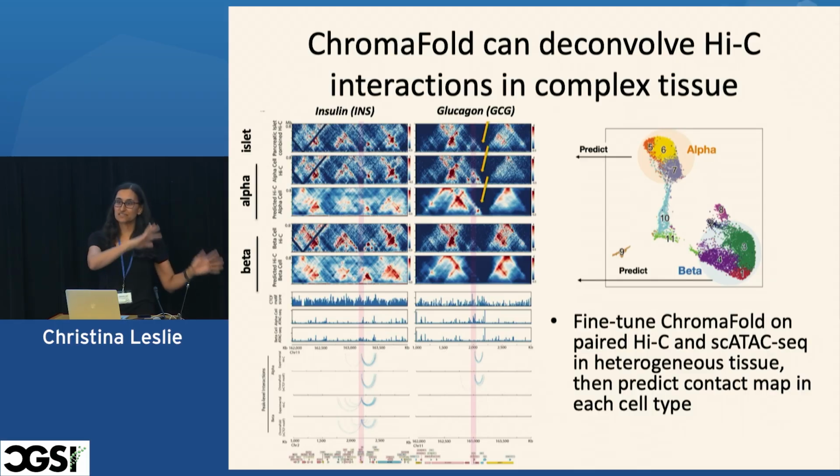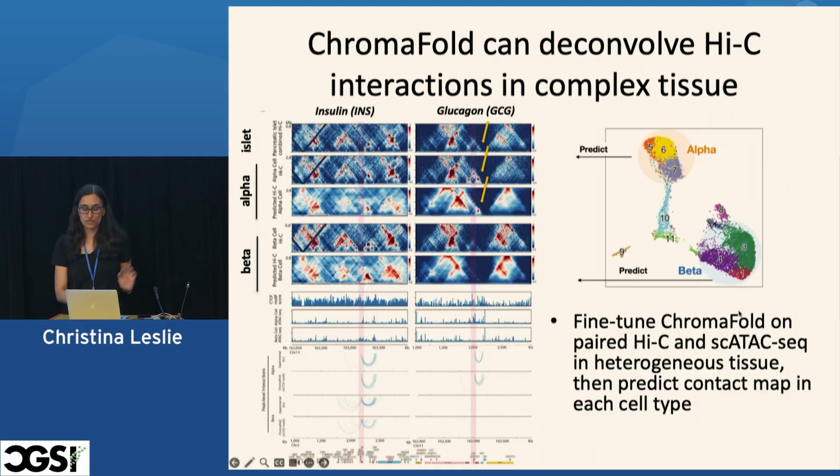So what you can do is take this model trained on ENCODE cell line data, fine-tune on your single-cell ATAC and Hi-C data in your complex tissue, and then take that fine-tuned model and make predictions in each cell type, for example, in alpha cells and beta cells. Okay? And so that's what I'm showing you here. For a long time, we didn't know how to validate these predictions, but then someone actually published sorted beta cells and alpha cells, and did a Hi-C contact map, and we could assess that the predictions were not bad.